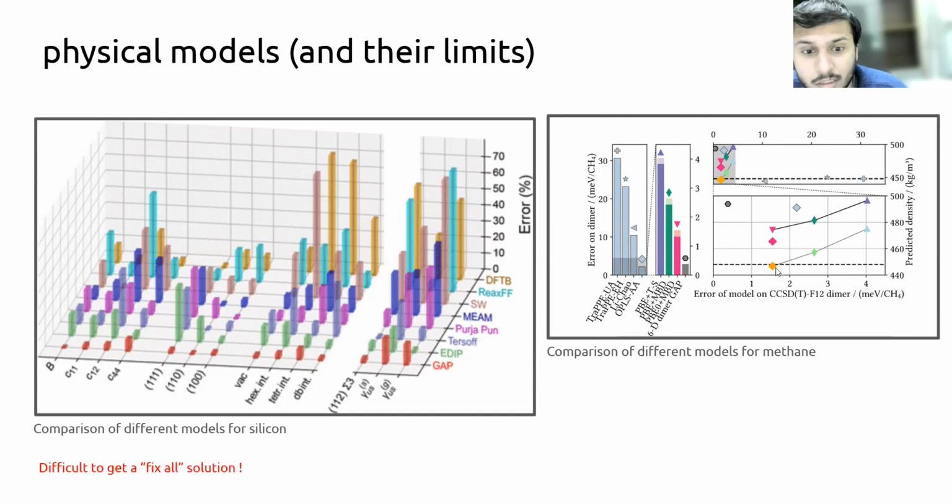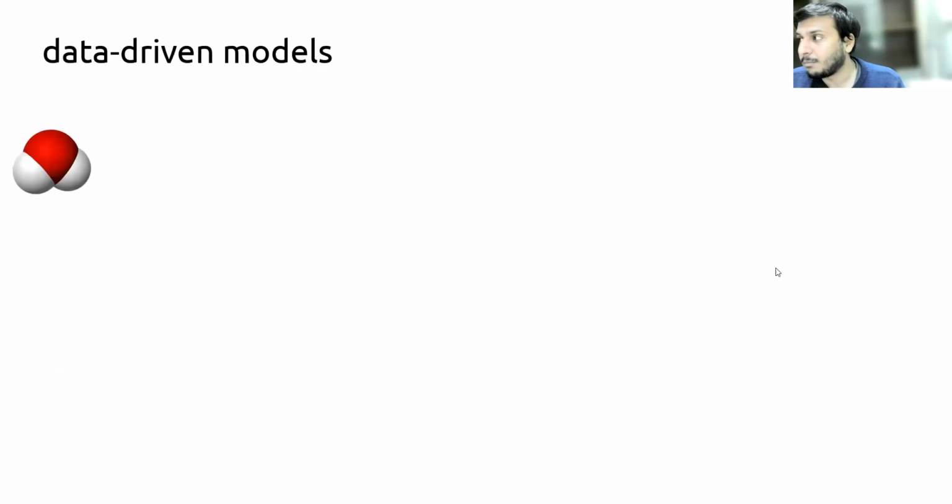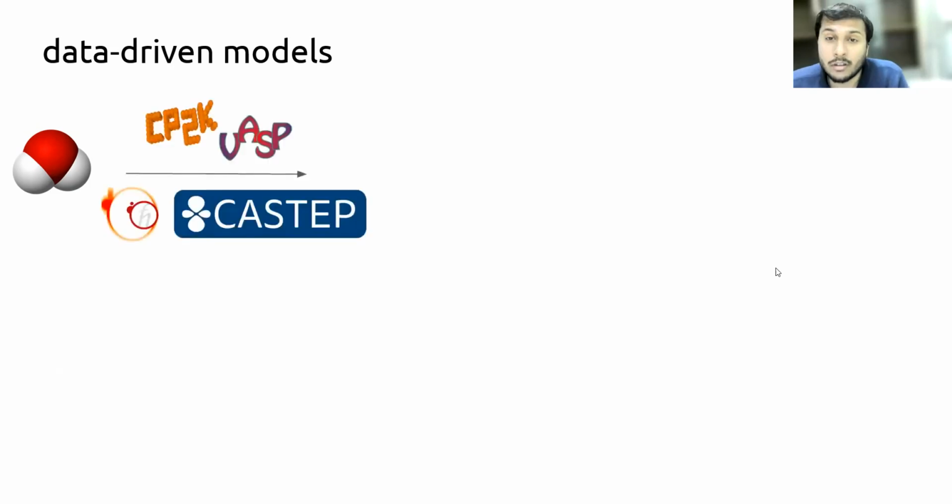All right. So yes, it's difficult to get a fix-all solution when you have a functional form with limited ability. Again, by no means was this a way to say that one of these is better than others. The model that you should choose depends on the kind of application that you're doing, and every model has to be validated. Okay. Now, this is going to bring us to data-driven models, where these models are trained on data produced by first principle methods.